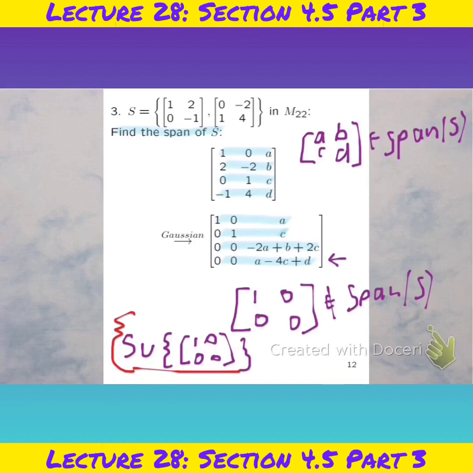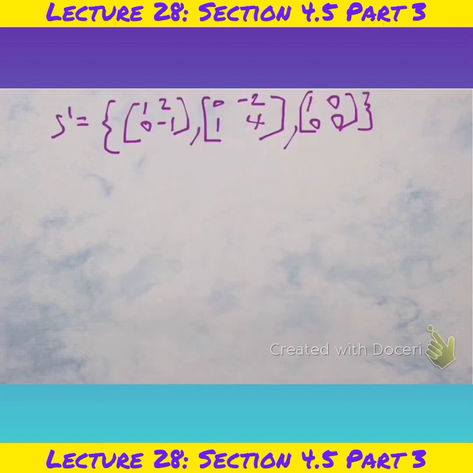Now, what is the dimension of M22? The dimension of M22 is 4. So I'm still short one vector. I need to take this new linearly independent set and further extend it. So there's my new set S prime. It's got 3 vectors. It's linearly independent. Now I need to go through the process again. I need to pick another vector that's outside of the span of this set. I don't have to check linear independence. I know it's linearly independent by the plus-minus theorem.